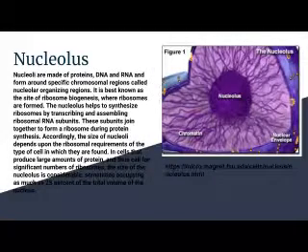Next up is the nucleolus. Nucleoli are made of proteins, DNA, and RNA and form around specific chromosomal regions called nucleolar organizing regions. It is best known as the site of ribosome biogenesis, where ribosomes are formed. The nucleolus helps to synthesize ribosomes by transcribing and assembling ribosomal RNA subunits. These subunits join together to form a ribosome during protein synthesis.